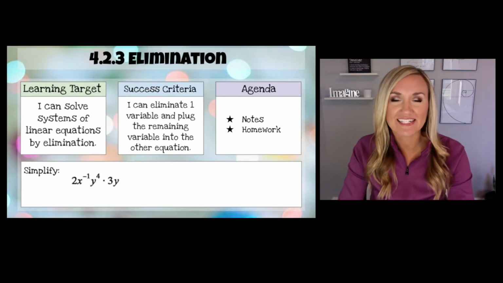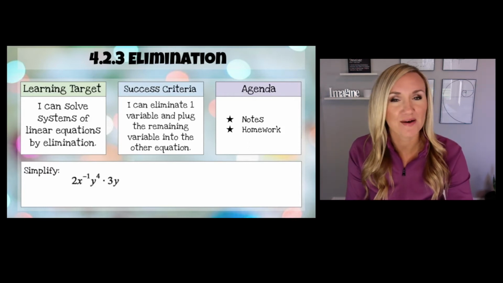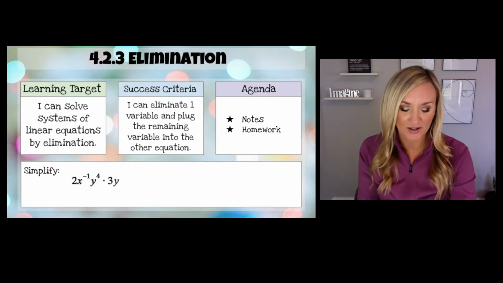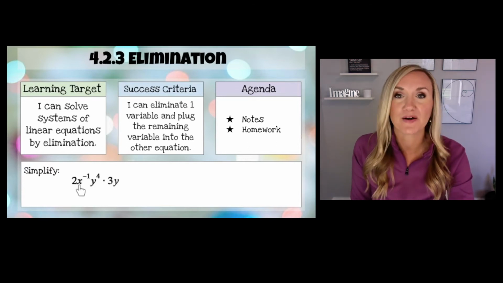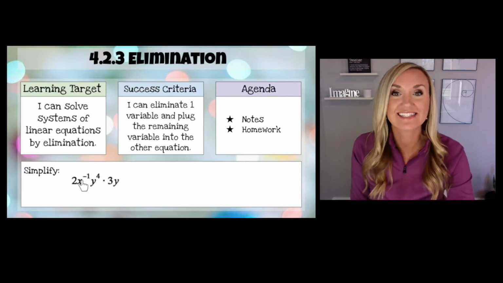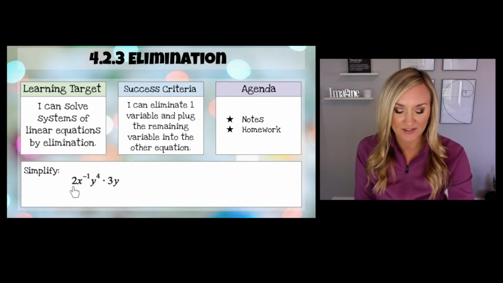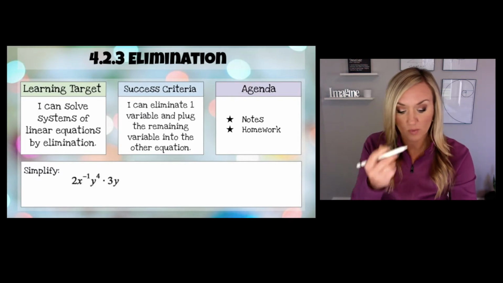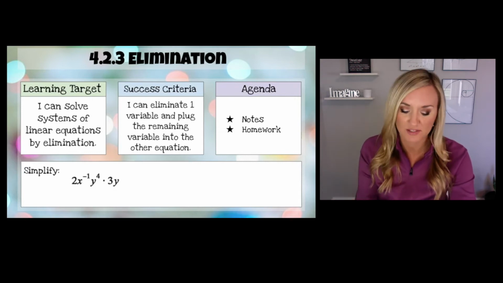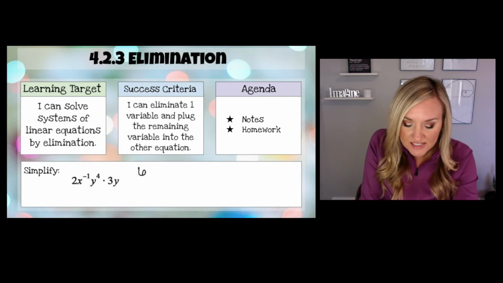Before we even get into that though, I want to test your exponent skills. Take a look at our opener problem down here below. Can you simplify that? Yes, you can. I know you can. So first, let's take a look at the big 2 out front, and then you also have another nice big 3 right there. So we are going to multiply 2 times 3, which is going to give us 6.